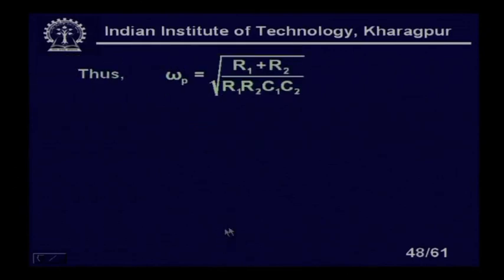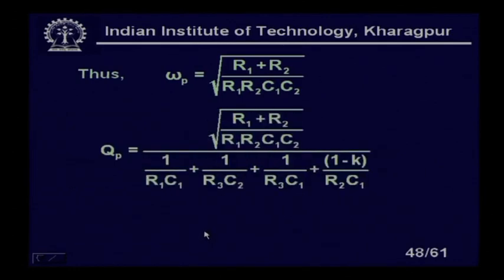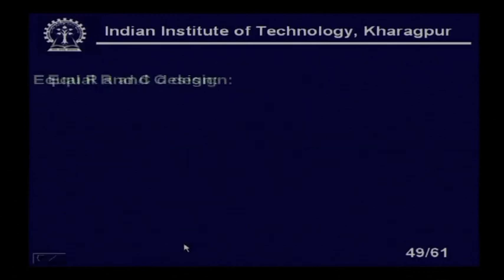So, as before we can find this pole frequency, pole selectivity and the gain from the expressions, which look like: omega p equal to square root of (R 1 plus R 2) upon R 1 R 2 C 1 C 2, Q p equal to square root of R 1 R 2 (R 1 plus R 2) upon R 1 R 2 C 1 C 2, the whole upon 1 upon R 1 C 1 plus 1 upon R 3 C 2 plus 1 upon R 3 C 1 plus 1 minus k by R 2 C 1, and capital K equal to small k upon R 1 C 1.